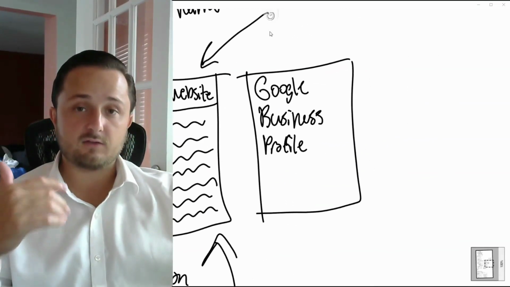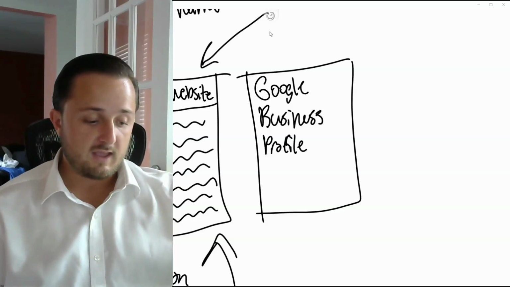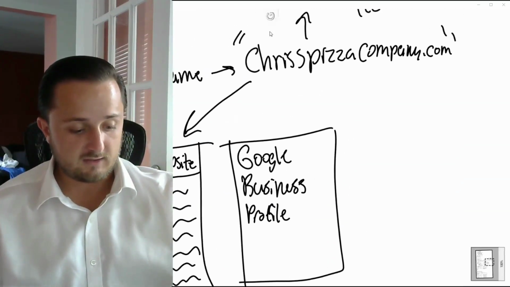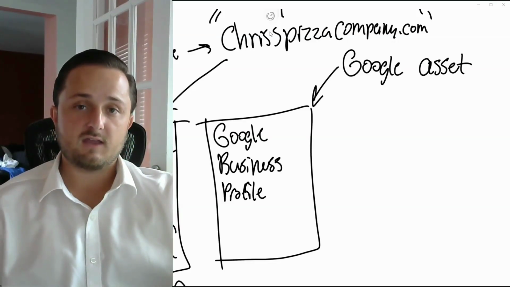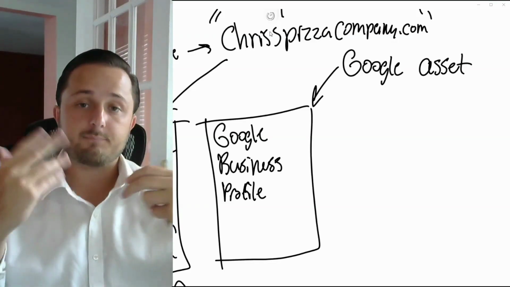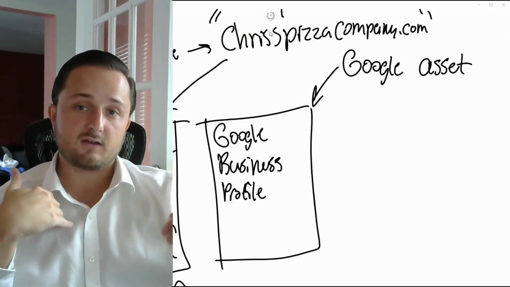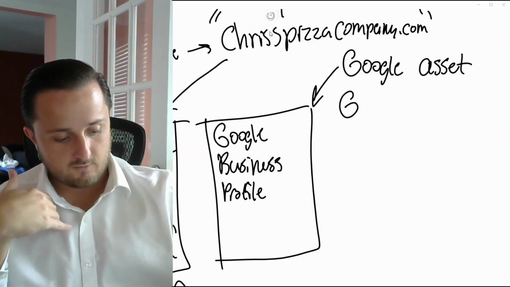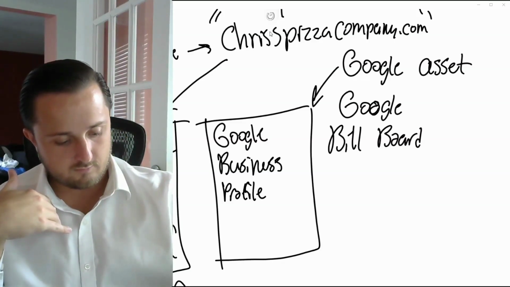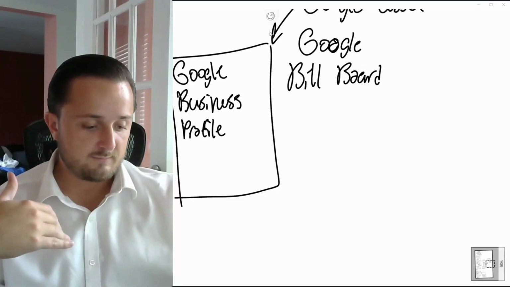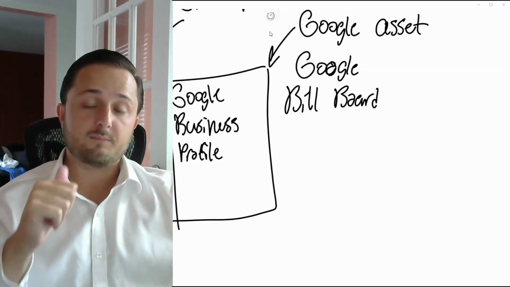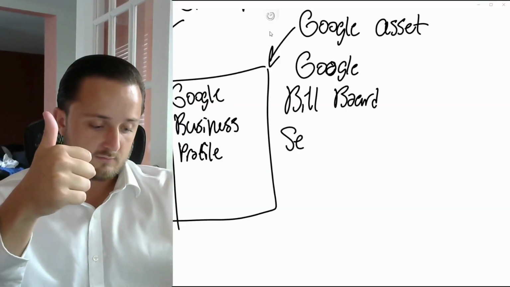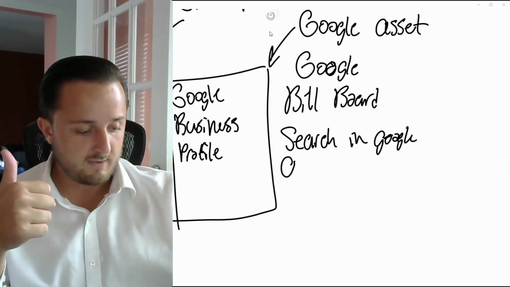Then there's also a Google Business Profile. So a Google Business Profile is a Google asset. And what that means is that this is just a free billboard that Google gives us. So I like to think of it as a Google board, right? A way to think about this is that the Google Business Profile is for when people search normally in Google. Then it's also for Google Maps.